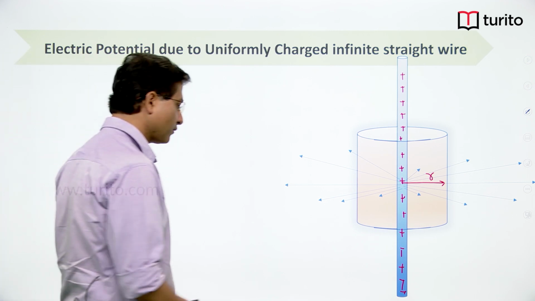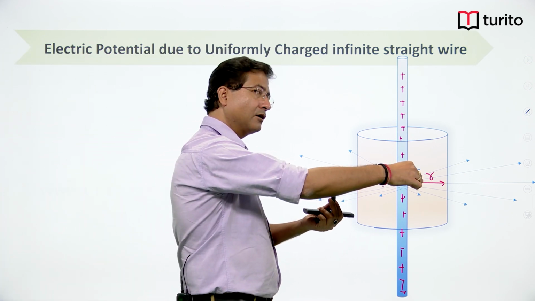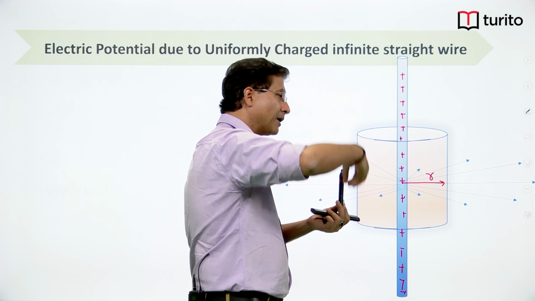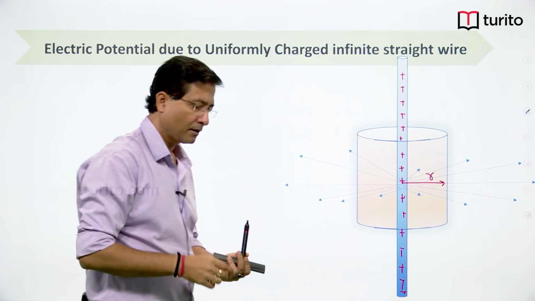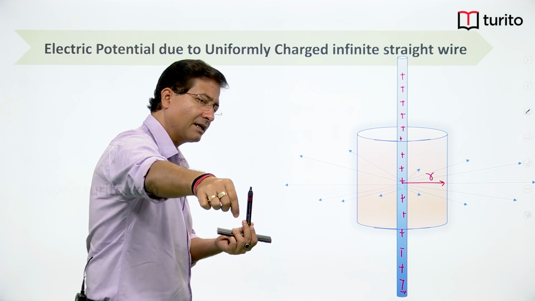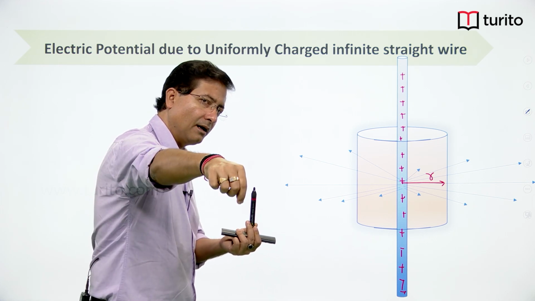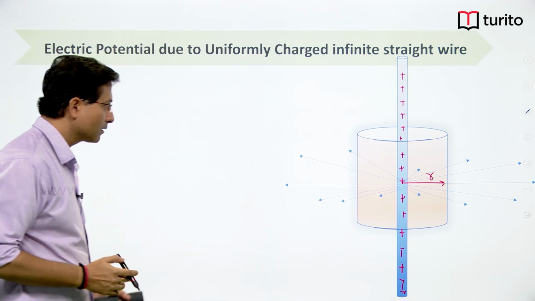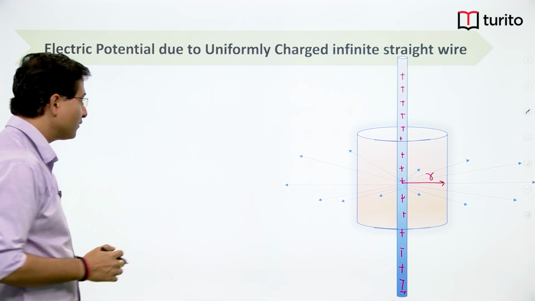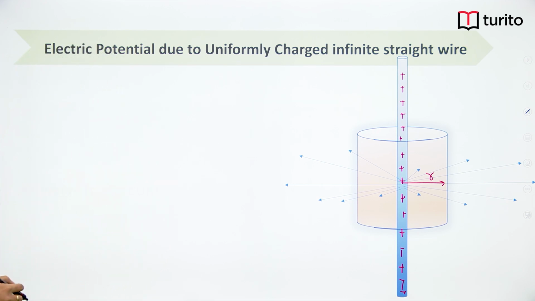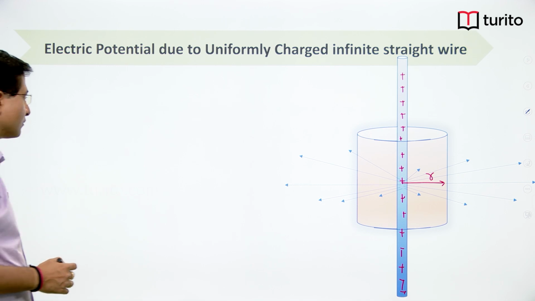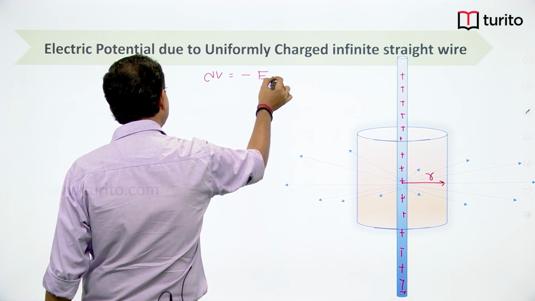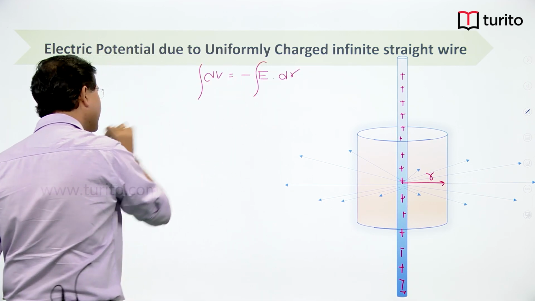You can see from the wire at distance R, the field will be away from the wire, perpendicular to the wire. So for this point, the field will be in this direction towards you, perpendicular to the wire and away from the wire. And if I am interested in finding the potential difference, then I can use dV is equal to minus E dot dr and integrate.